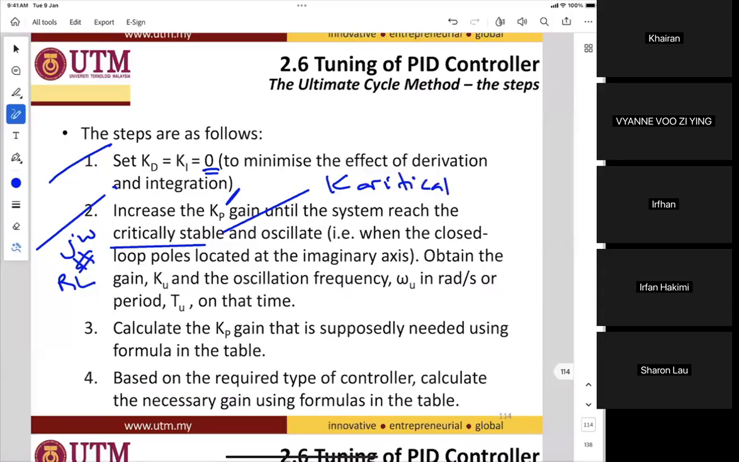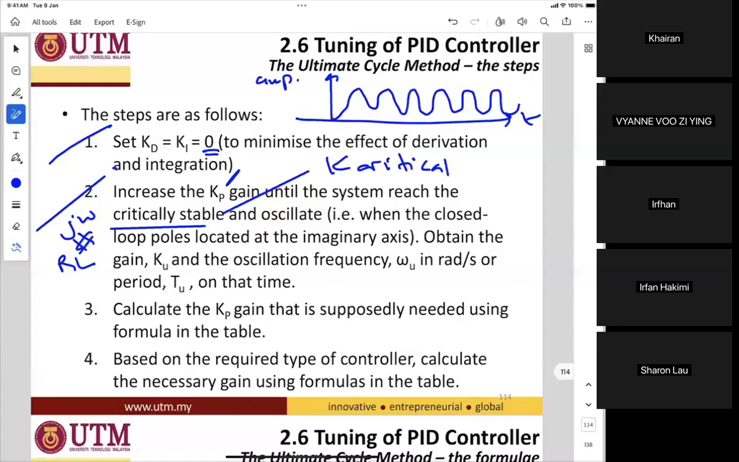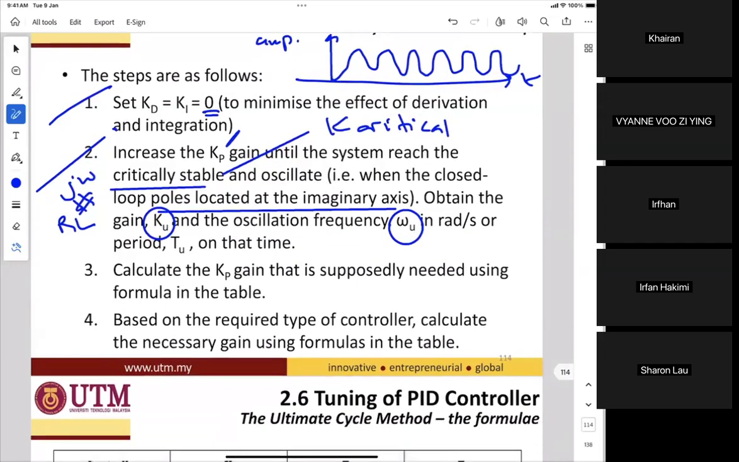And at this point, where the gain is critical, the time response oscillates, as I showed you in the class. It oscillates when the closed loop poles are located at the imaginary axis. So obtain the critical gain, which is Ku, and the oscillation frequency, which is omega U, in radian per second, or the period Tu at that particular time.